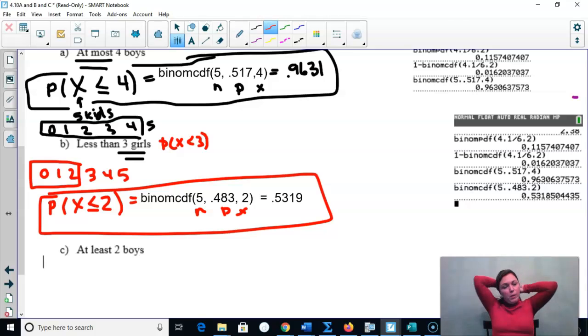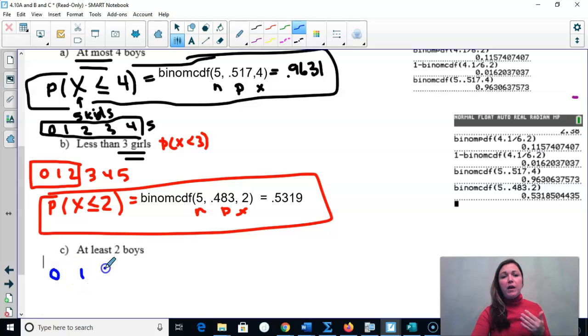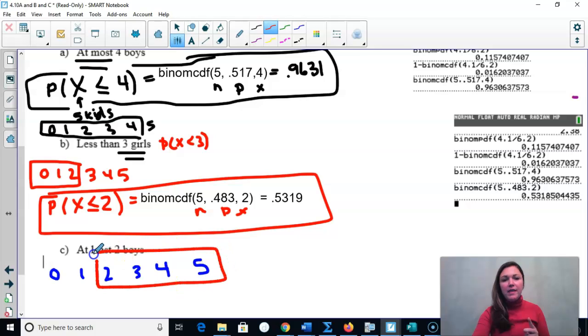Let's do one more. We want, if we're going to have 5 kids, the probability of at least 2 boys. Again, I encourage you to write out all the possible situations. I could have 0 boys out of 5 kids, 1 boy out of 5 kids, 2 boys out of 5 kids, 3 boys out of 5 kids, and so forth. What does at least 2 boys mean? At least 2 boys means 2 or more than that.